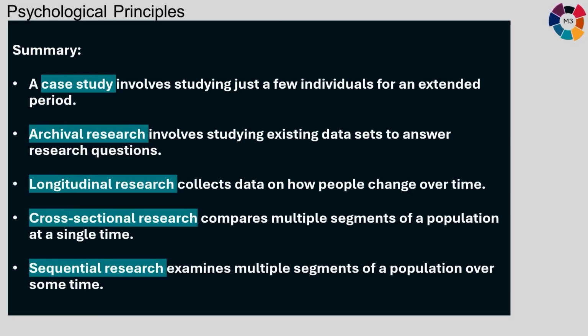In summary, a case study involves studying just a few individuals for an extended period. Archival research involves studying existing data sets to answer research questions. Longitudinal research collects data on how people change over time. Cross-sectional research compares multiple segments of a population at a single time. And sequential research examines multiple segments of a population over some time.